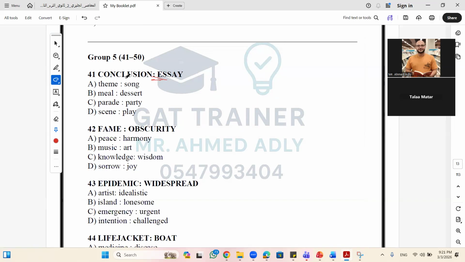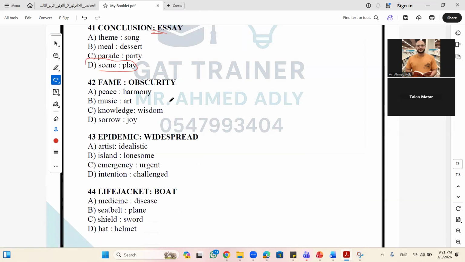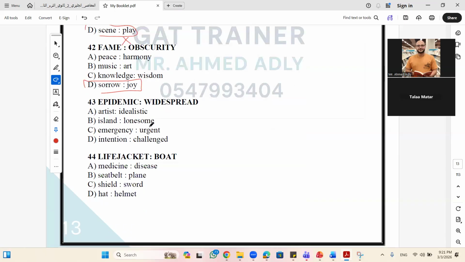Scene is part of a play. Good. Scene is part of the play. Fame and obscurity. Sorrow and joy. They're antonyms here. Epidemic is what is spread. You know, epidemic is the disease or the virus, that's what is spread. This is one of its qualities. It's characteristic.